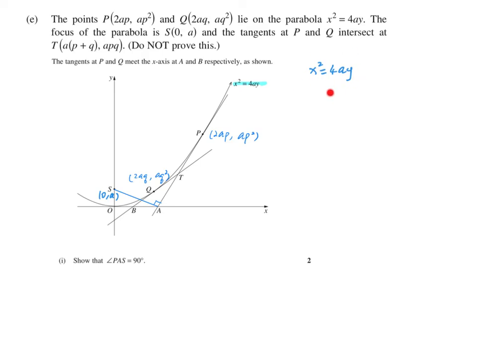x squared equals 4ay is the equation of this parabola. To find the gradient of the tangent, we have to find dy/dx.